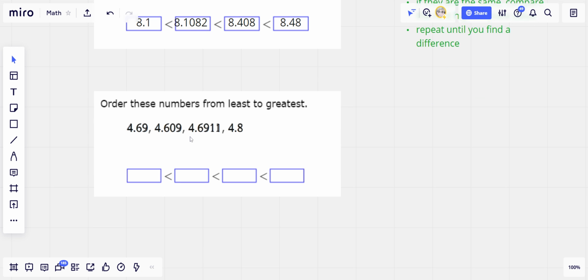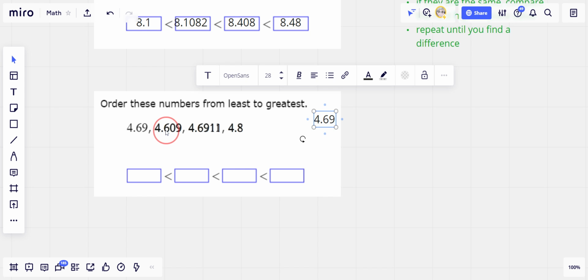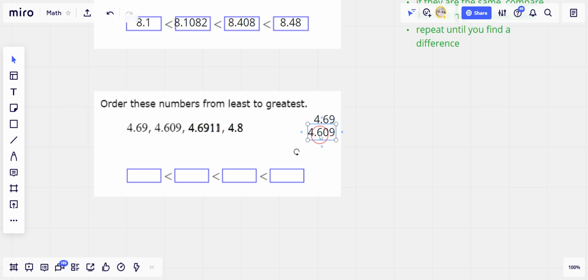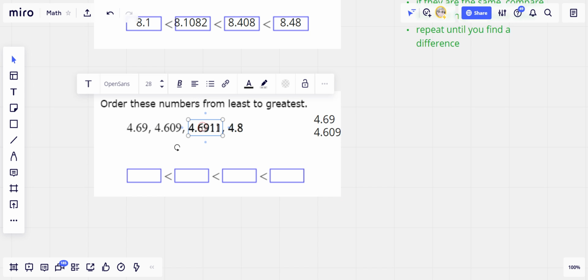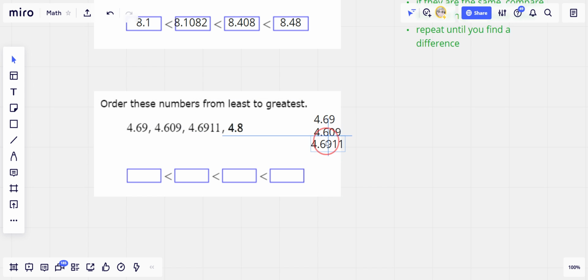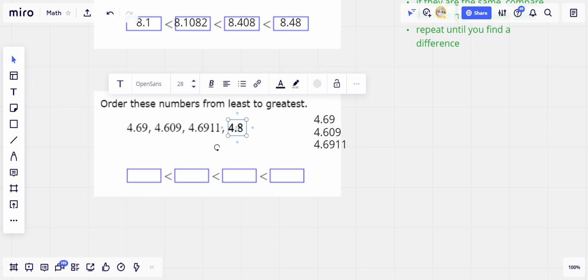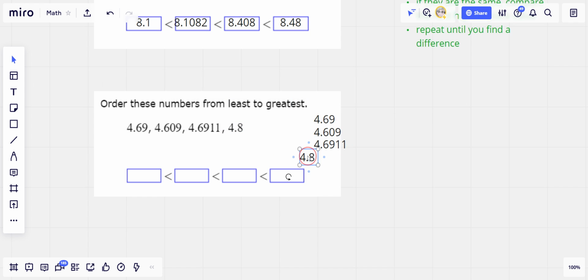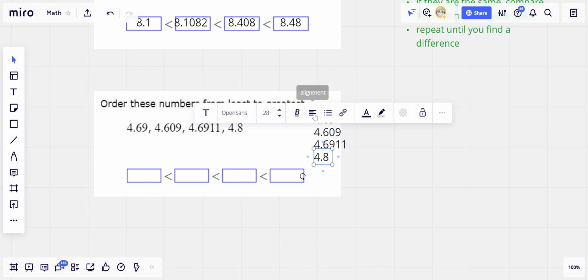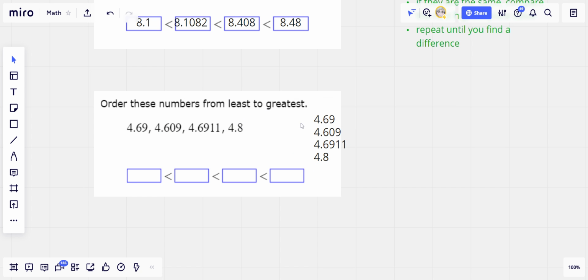Let's try one more here. So here we have a bunch of numbers. Looks like they all start with 4, but let's do the same technique again. Let's just line them up. There's 4.69 and 4.609 and 4.6911 and 4.8. So remember, we're going to start with the highest place value, and that's the ones place. And they're all 4s, so we can ignore that.